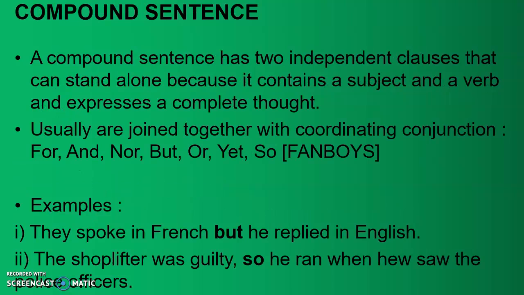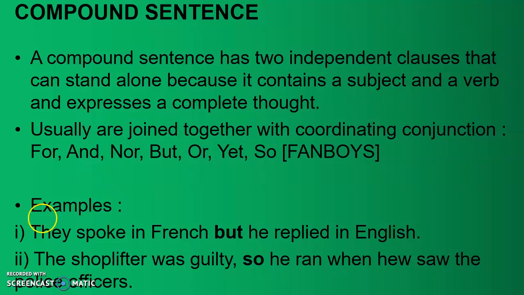We look at the second part, which is compound sentence. A compound sentence has two independent clauses that can stand alone because each contains a subject and a verb and expresses a complete thought. Usually they are joined together with a coordinating conjunction, which are for, and, nor, but, or, yet, and so, which can easily be memorized as FANBOYS.